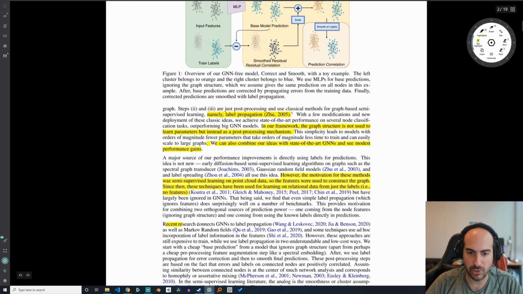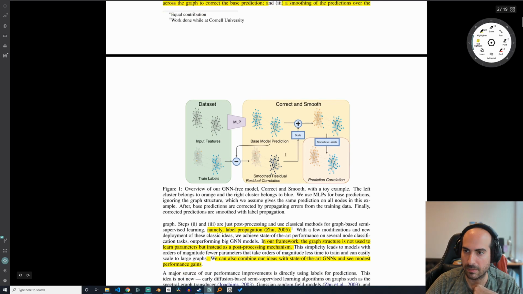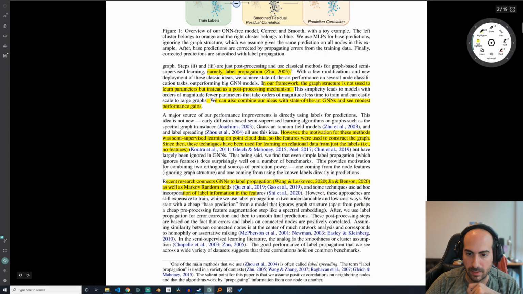So recent research connects GNNs to label propagation as well as Markov random fields, and some techniques use ad hoc label information. Okay, so I still don't quite understand this. So they're saying we have these input features and we have these training labels. And then we have an MLP that does the base model predictions, and then I'm not really sure I follow any of this chart. For error correction and smoothing, these post-processing steps are based on the fact that errors and labels are connected and nodes are positively correlated.